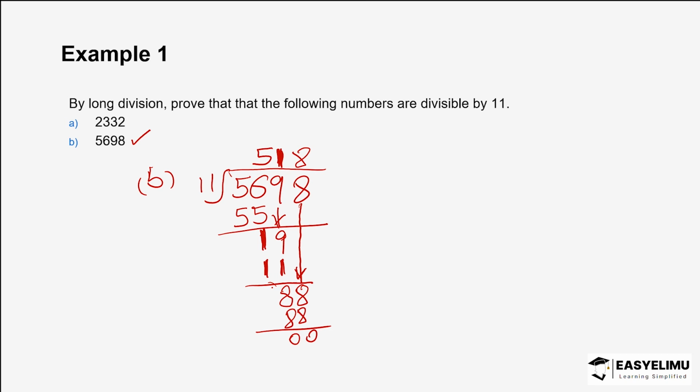So because the remainder is 0, we can then conclude and say that the number 5,698 is divisible by 11. So please take note of the remainder. The reason why we are saying that the dividend here is divisible by the divisor, which is 11, is because of the remainder. So every time you realize that the remainder is 0, then you know that the dividend is divisible by the divisor.